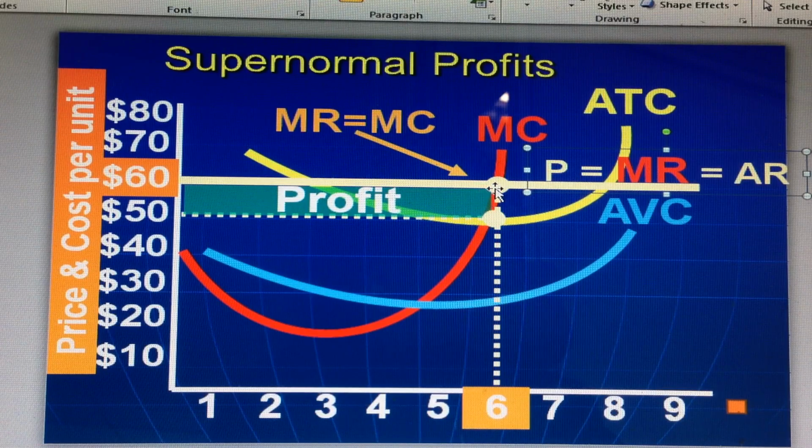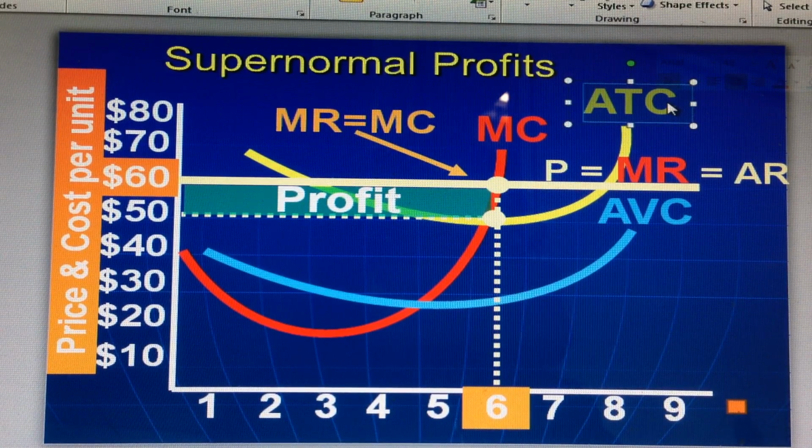Always look for MR equals MC first. Don't do anything else. Next, then you draw. Remember, this is also the price. How do you get profit? Profit equals total revenue minus total cost. Now, this is the price, and this part is the quantity. Price times quantity is the total revenue. Correct? Total revenue is the price, which is 60, times the quantity, which is 6. How about the cost? You already have the average total cost.